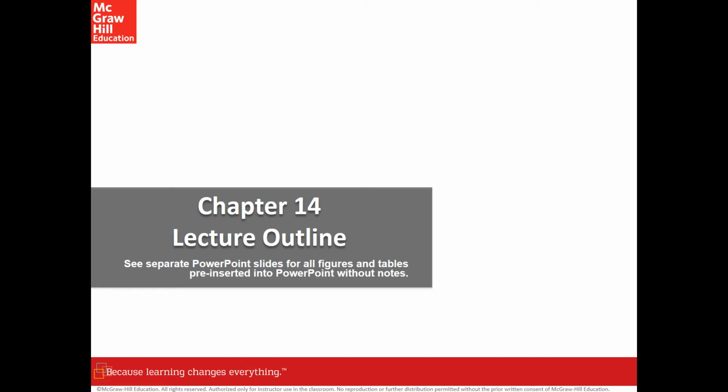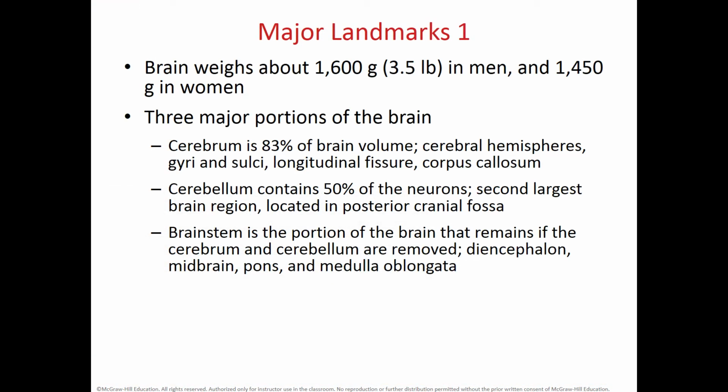Chapter 14 is about the brain and the cranial nerves. The brain has a weight of about 3.5 pounds in men and a little bit less in females. The brain is subdivided into three major regions. The cerebrum, which makes up 83% of the brain volume.